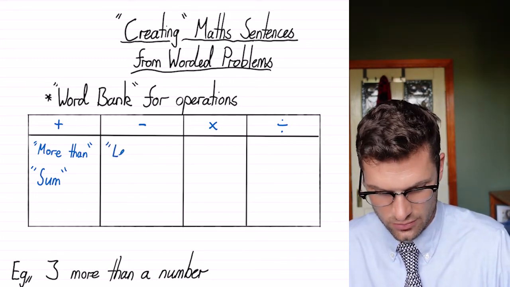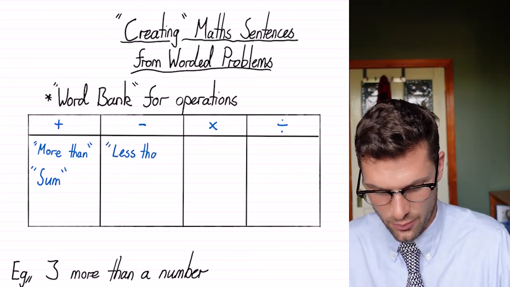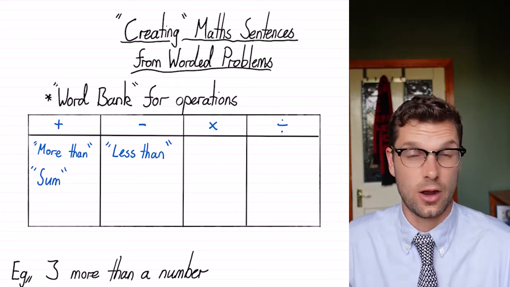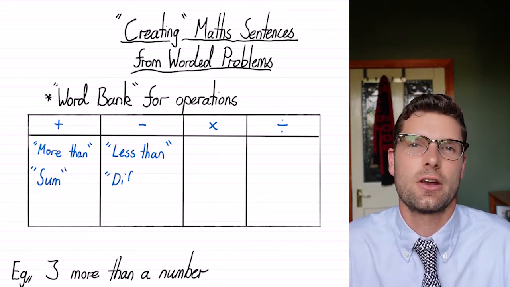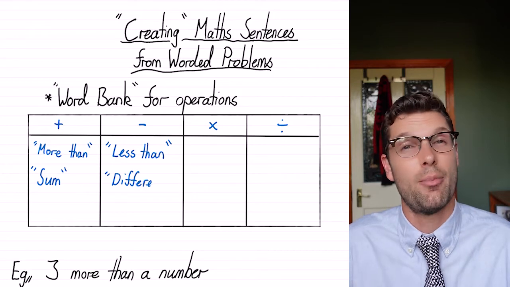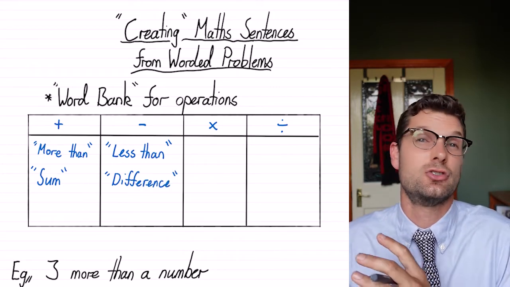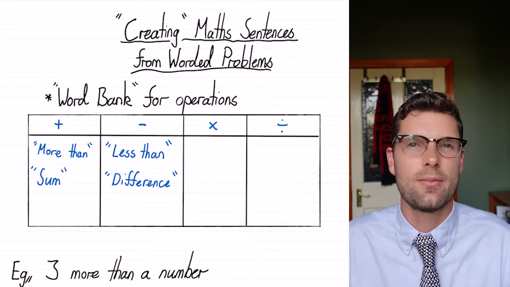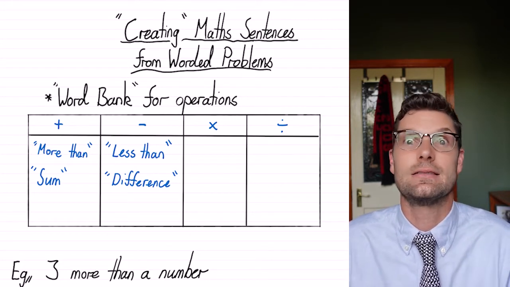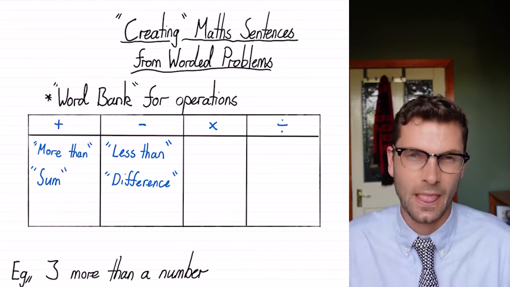For subtraction, "less than" obviously is going to pop up, which is quite cruisy. Another word that's going to pop up is "difference". This is how far apart two numbers are. Anytime you have to work this out, as long as you subtract the smaller number from the bigger number, you'll find the gap in between the two.